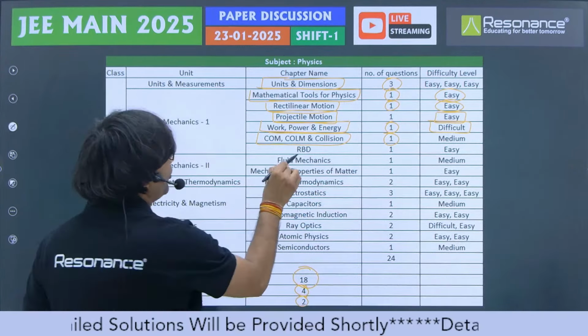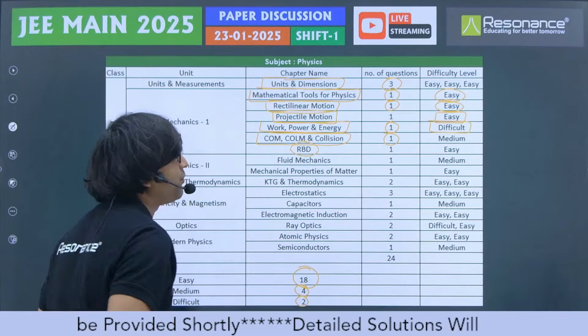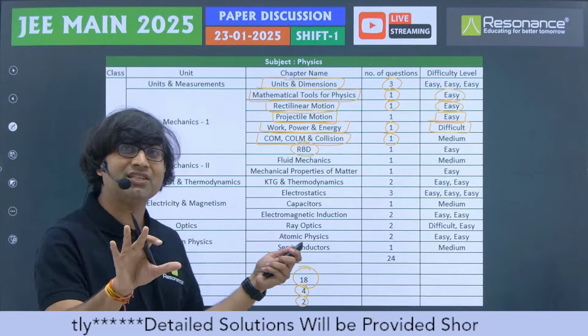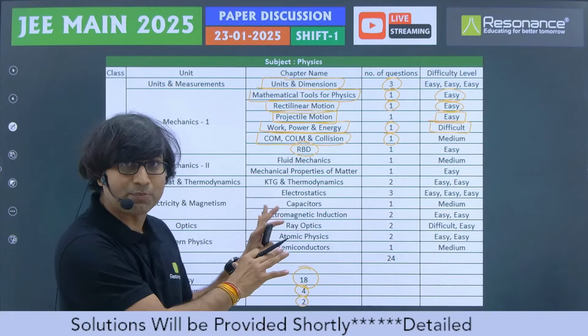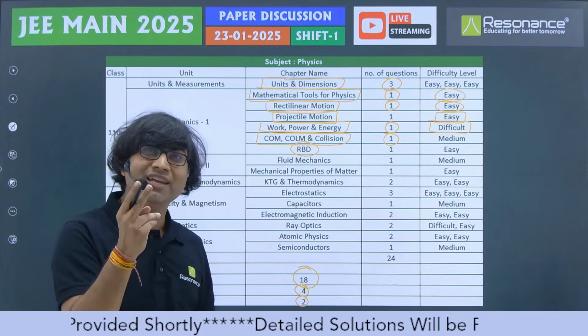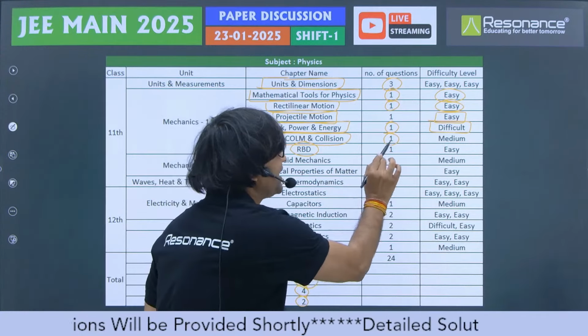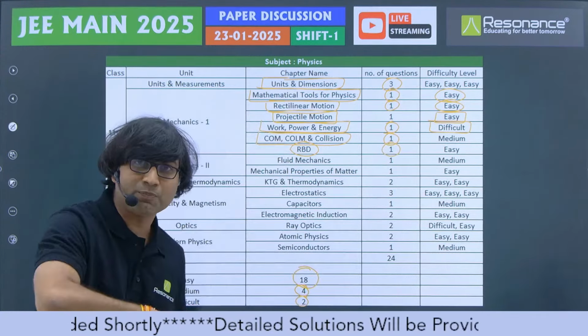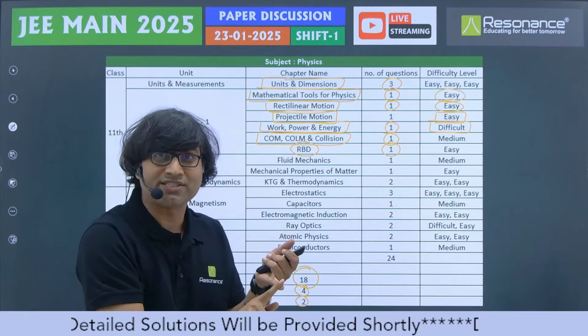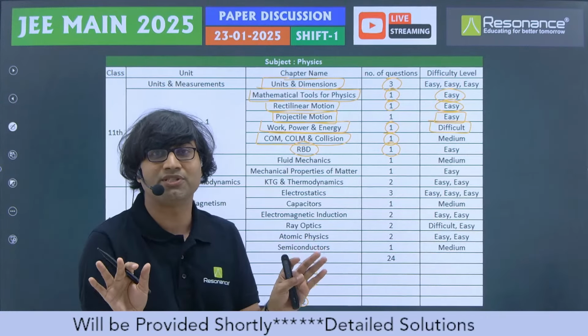Alright, now let's talk about 1 question from rigid body dynamics. If you analyze the last 3 papers, including this paper, total only 2 questions were asked in rigid body dynamics. And in fact, this is the 2nd question. In the previous paper, that is on 22nd of January, 2nd shift, no question was asked from rigid body.